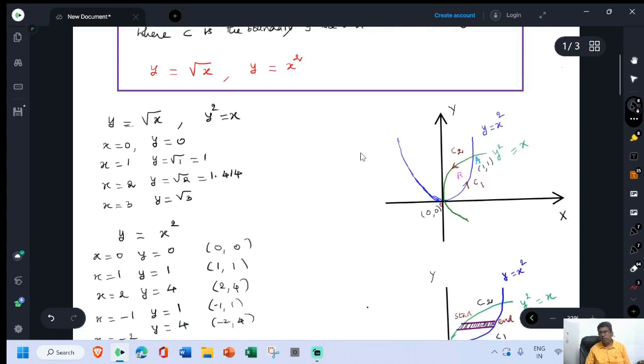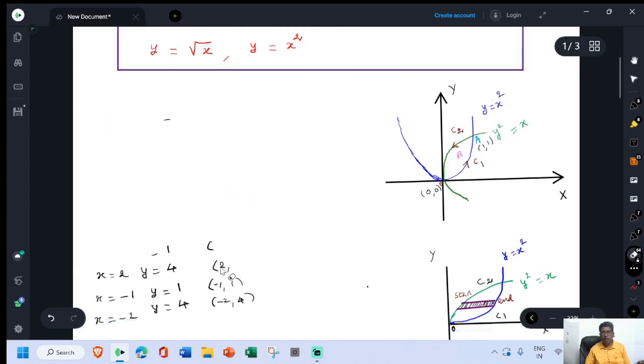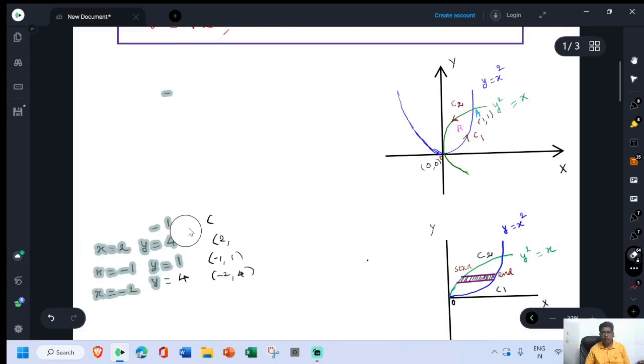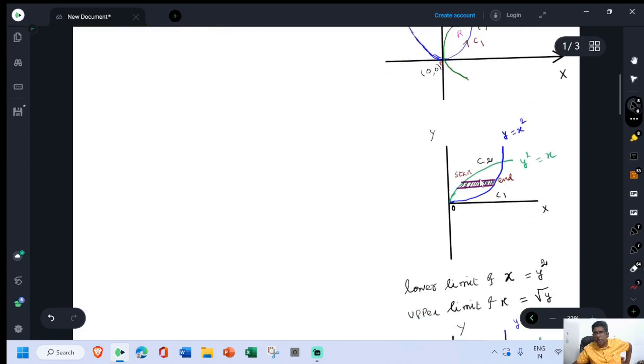With the help of these two parabolas, we have to fix the values of x and y: the lower limit of x and upper limit of x, lower limit of y and upper limit of y. Now we should fix the lower and upper limits of x. To fix the limits of x, draw a strip parallel to the x-axis in the region R. Say this is the strip I have drawn from the origin to the maximum value. The starting point is the lower limit, the end point is the upper limit.